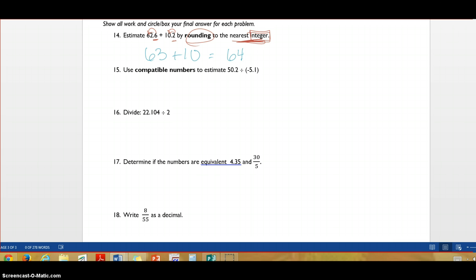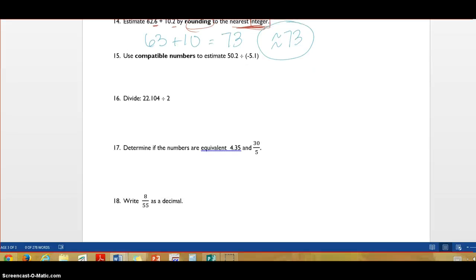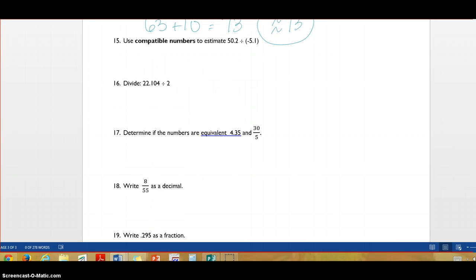Oops, excuse me. 74. What am I doing? 73 is what our answer should be. You guys are probably thinking I'm crazy. 73. So our answer is approximately 73. Make sure you have those two little squiggles, that's the approximation sign, because we are estimating here. So it's not an exact answer. So when we round that 62.6 plus 10.2, we get roughly 73.